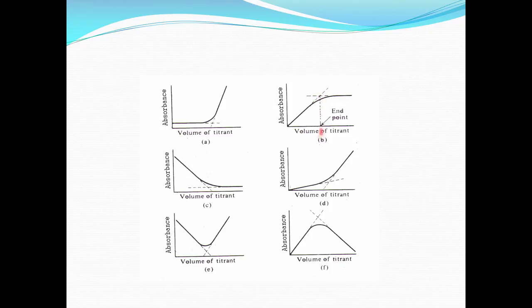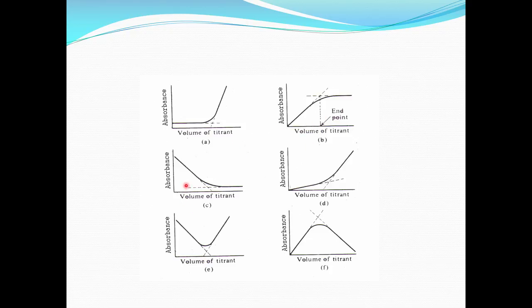So, the intersection of these two, this portion as well as this portion, this is the intersection point, that is where we have to conclude that the equivalence point has occurred. And once you get the equivalence point, it is very simple, N1 V1 is equal to N2 V2, that kind of calculation you can always go ahead with.